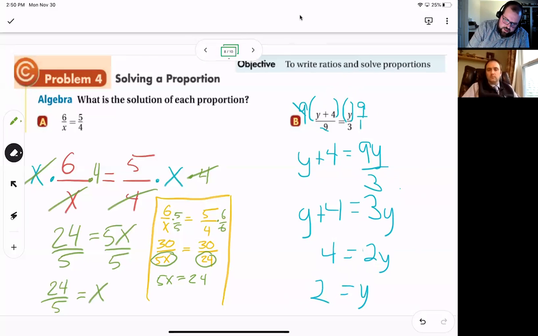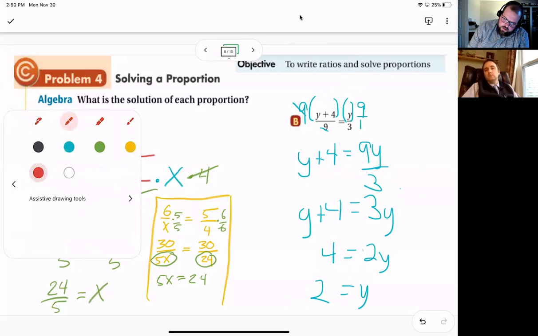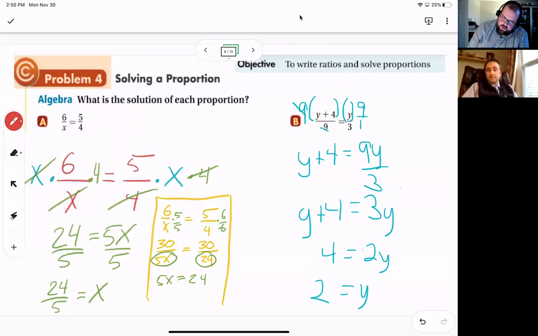Would it have been okay if you didn't recognize that 9's a multiple of 3, to multiply them both by 3 as well? Yes. To also get rid of that 3? Yep. So you end up getting 3y plus 4 is equal to 9y. Mm-hmm. And you have a little more work to do there, but you end up at the same place.